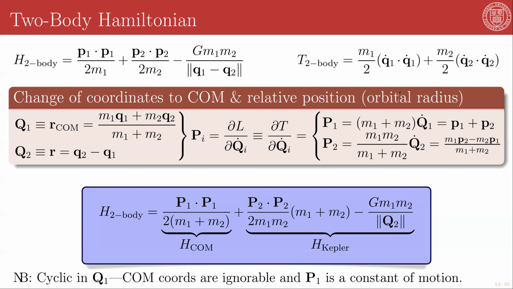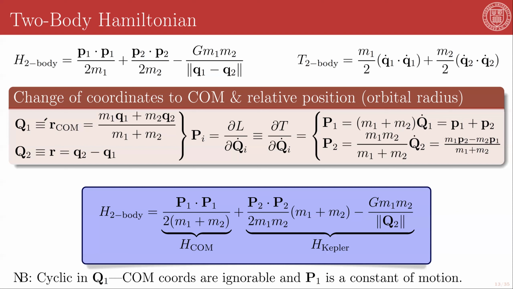And so after doing some algebraic crunching, which you should verify for yourself, we find that the first conjugate momenta associated with the position of the center of mass of the system is equal to the sum of the masses times the time derivative of the position of the center of mass, which is exactly equivalent to the sum of the original conjugate momenta. And the second conjugate momenta of the transformed system is equal to the reduced mass times Q dot 2 capital, which is equal to m1 times p2 minus m2 times p1 over m1 plus m2.